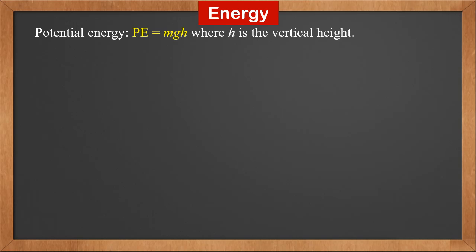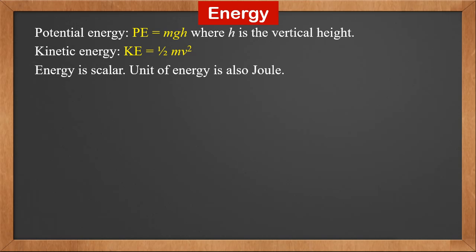Potential energy, PE, is mgh, where h is the vertical height. Kinetic energy, K, is half mv squared. Energy is scalar. Unit of energy is also joule.